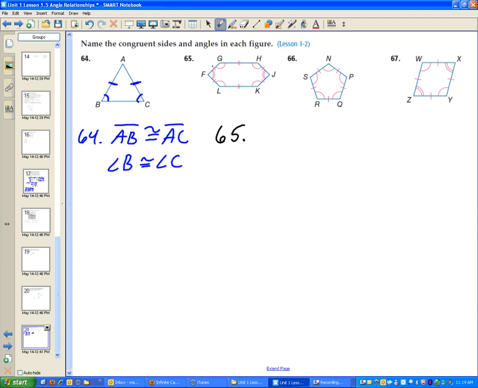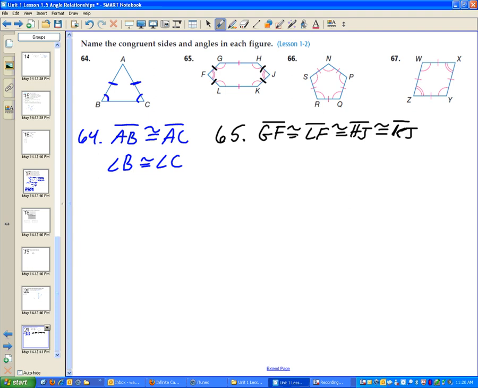See how we have 1, 2, 3, 4 different segments with one hash mark through them? That means those 4 segments are congruent to each other. And all 4 of those segments are sides of that figure, aren't they? So if I write GF, segment GF is congruent to segment LF, is congruent to segment HJ, is congruent to segment KJ, I've named 4 congruent sides.